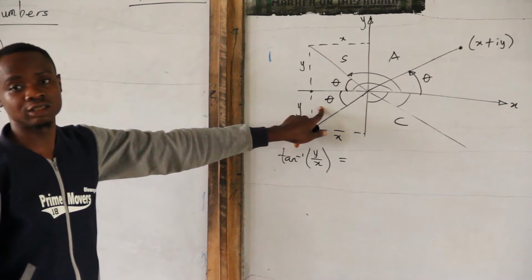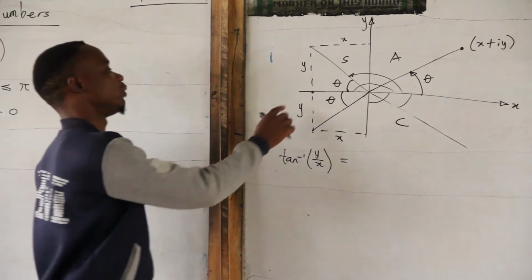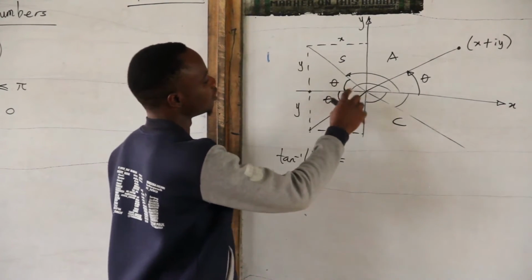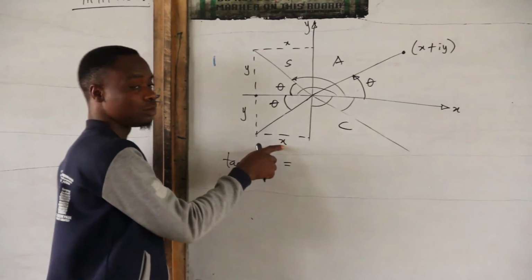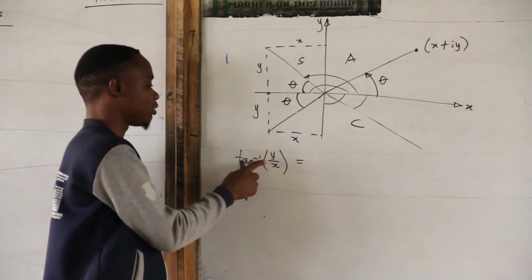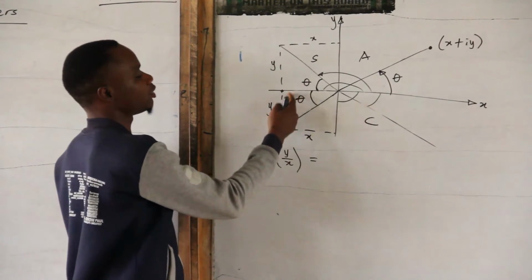Do you agree with that? Do you understand that? Alright. You know why that's a positive angle, right? So this is going to be negative, and this one is going to be negative. So tan inverse of y over x is going to give us a positive answer. This is a positive answer.